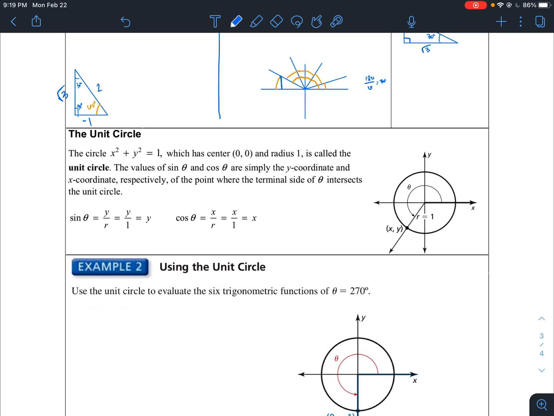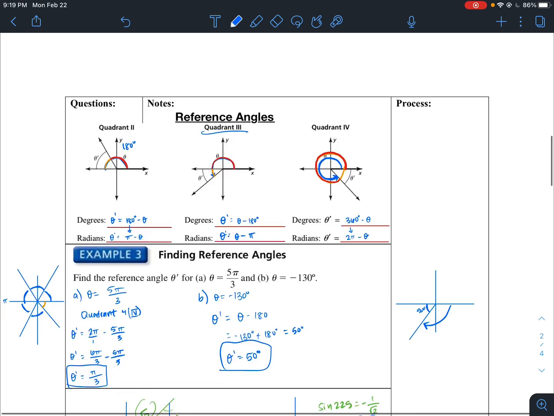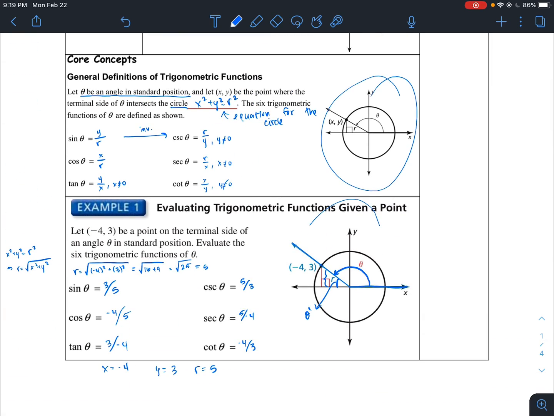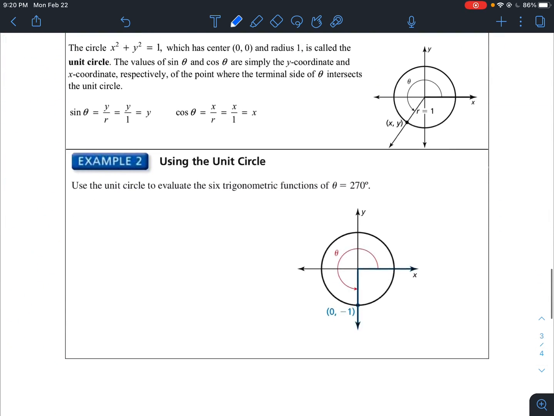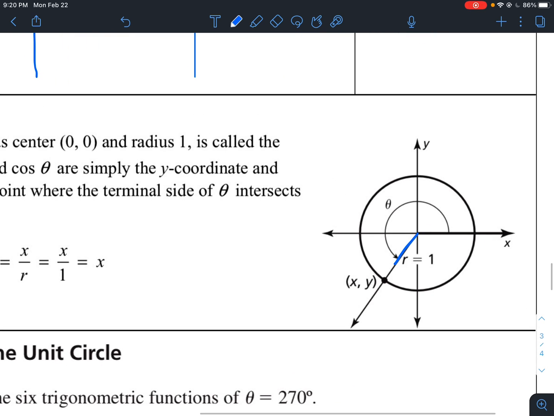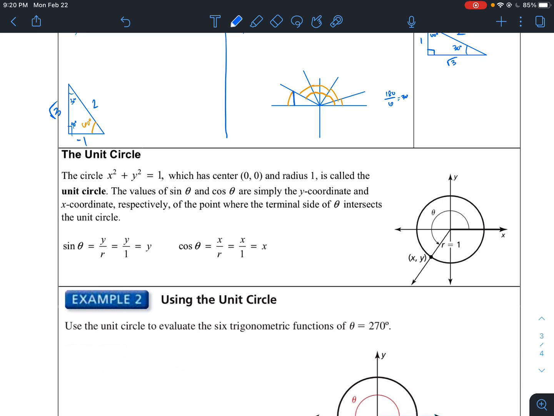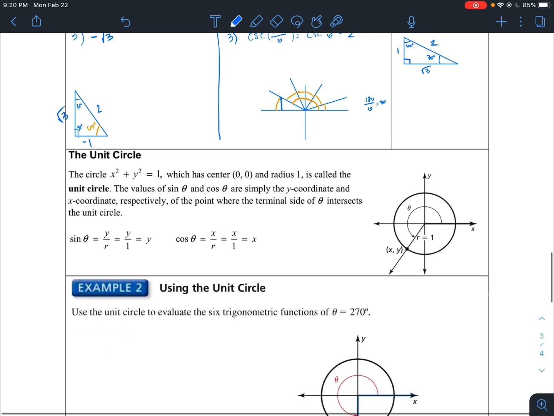So the unit circle, if you notice here, looks pretty much exactly like the figures that we used up here. The unit circle is this same figure, but specifically our radius of our circle is 1. So the circle x squared plus y squared is equal to 1 has the center at 0, 0, has a radius of 1, and this is called the unit circle.